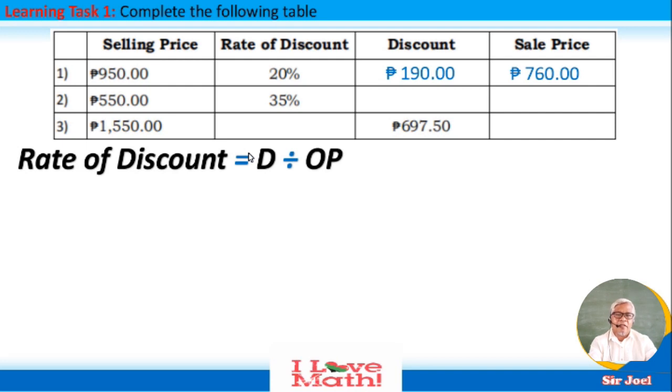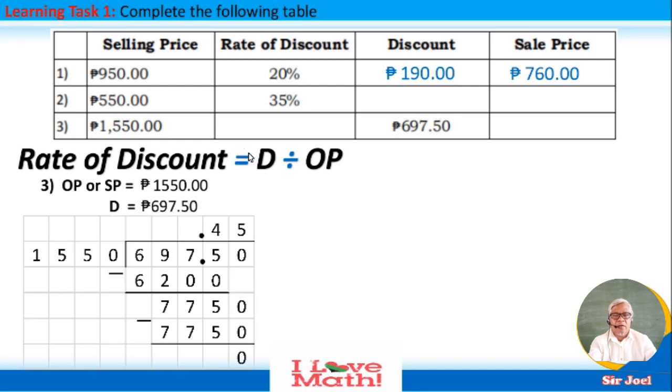Rate of discount is equivalent to discount divided by the original price. So, ito yung ating magiging formula ngayon. That the rate of discount is equivalent to discount divided by the original price. So, let us analyze. Original price or selling price is 1,550 pesos. While the amount of discount is 697 pesos and 50 centavos. Paano natin ngayon siya isosolve? So, we will divide 697 pesos and 50 centavos by 1,550.